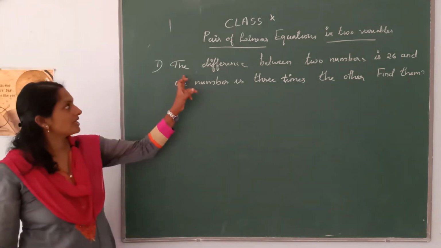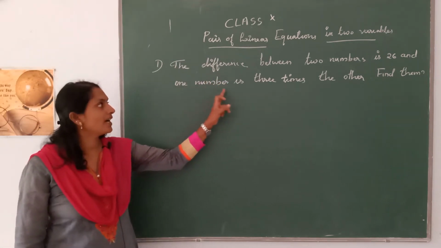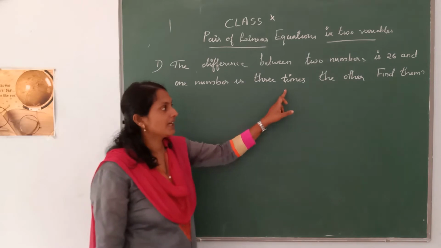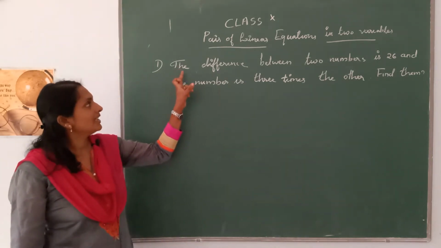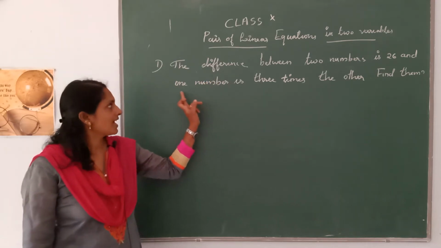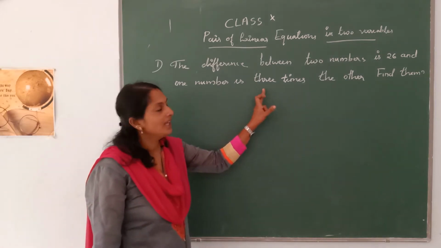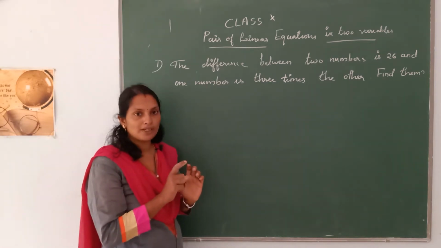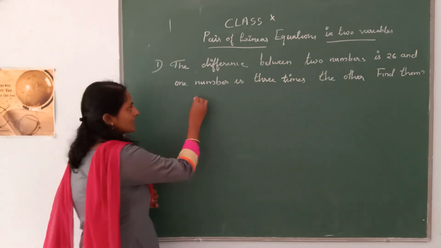Then consider one question. The difference between two numbers is 26 and one number is 3 times the other. Find them. Listen once again. The difference between two numbers is 26 and one number is 3 times the other. Find them. You know that in these two numbers, first you consider the greater number as x.